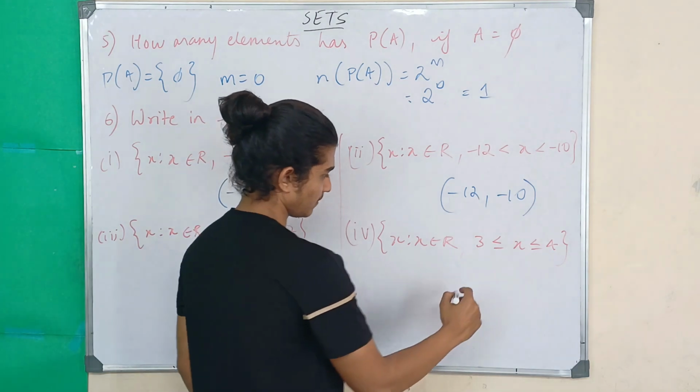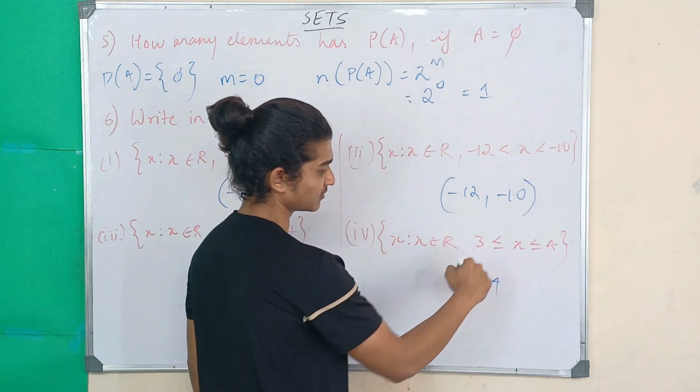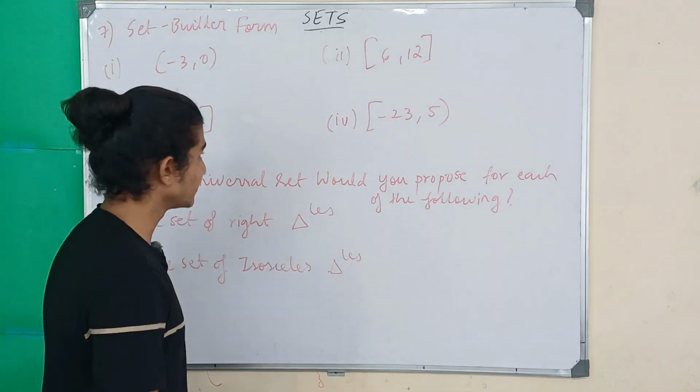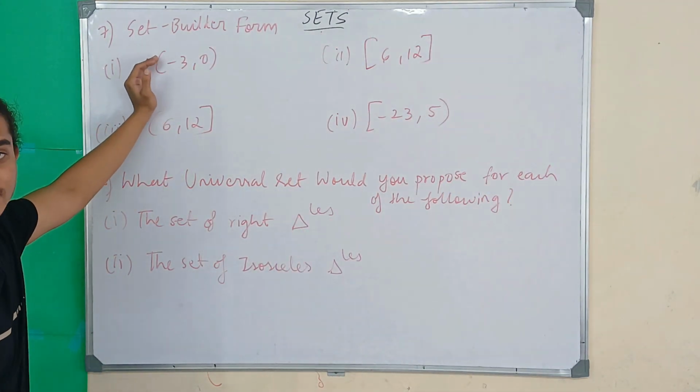The last one, 3 comma 4, are the boundary numbers. Is 3 included? Yes. Square bracket. Is 4 included? Yes. Square bracket. That's all. So the seventh one is, we are supposed to express these intervals in set builder form.